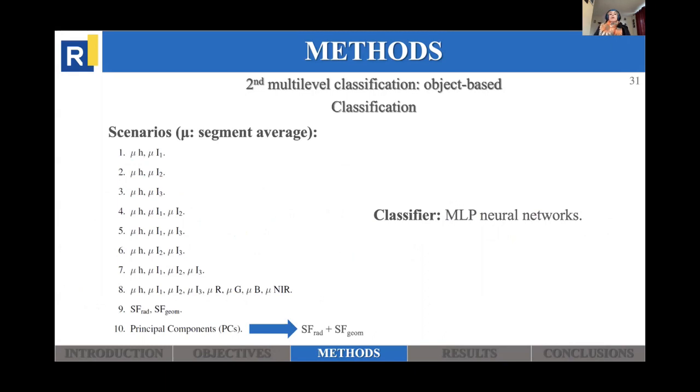So 10 scenarios were tested in this second multi-level classification, which is an object-based classification. They start with the segment average of height, in addition to single, dual, and triple intensities, alternatively up to scenario number 7. Scenario number 8 adds some radiometric characteristics from the aerial photo. Scenario number 9 uses all the calculated radiometric and geometric features, and scenario number 10 uses the principal components of the features contributing to classification scenario number 9. In this case, the classifier was only multi-layer perceptron neural networks.